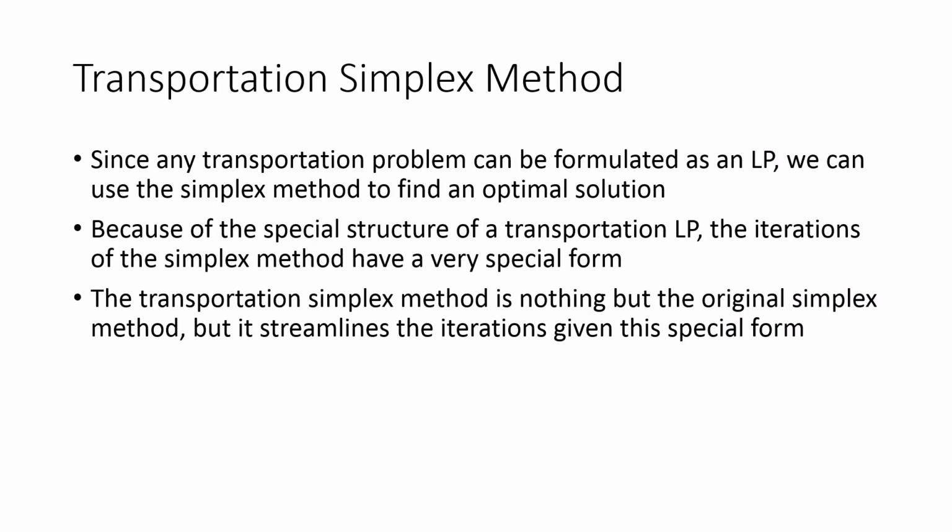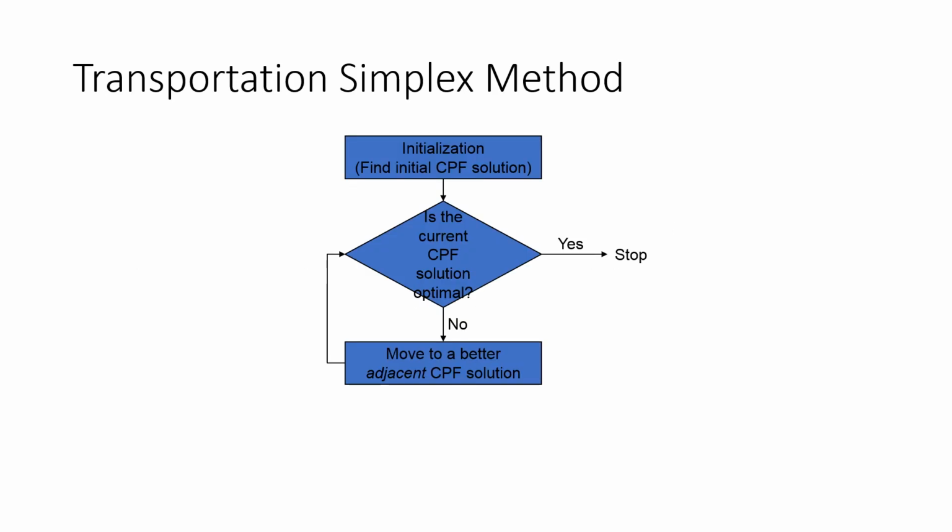So now how do we solve a transportation problem? As I said earlier, since a transportation problem is nothing but a linear program, we can use the simplex method to solve it. However, because of its special structure, being a network, there is a simpler algorithm called the transportation simplex method, which is faster to perform the various iterations to get to the optimal solution. We will take a look at this approach.